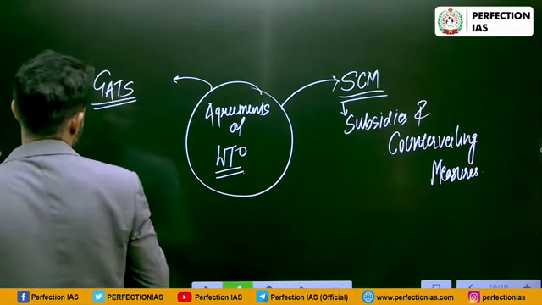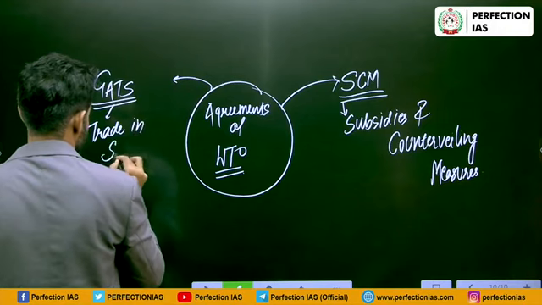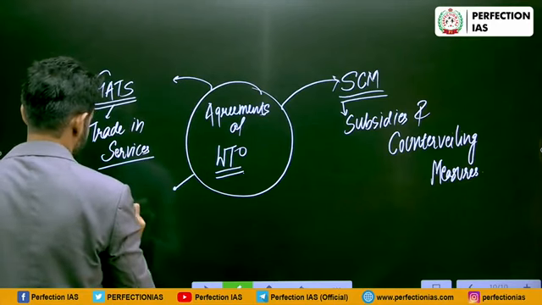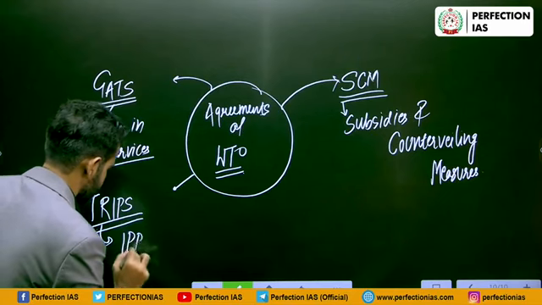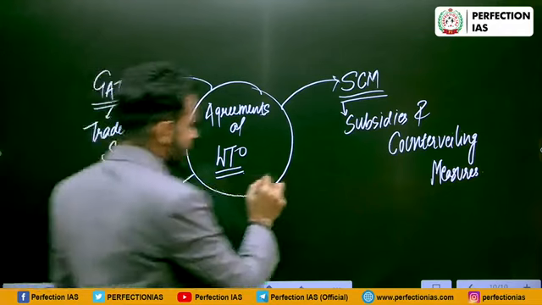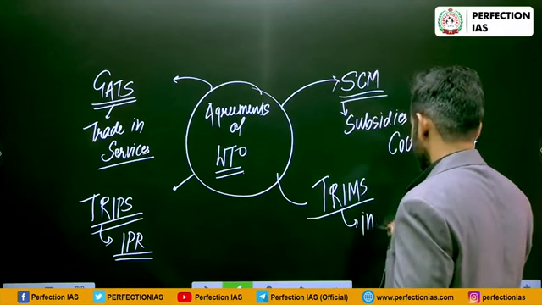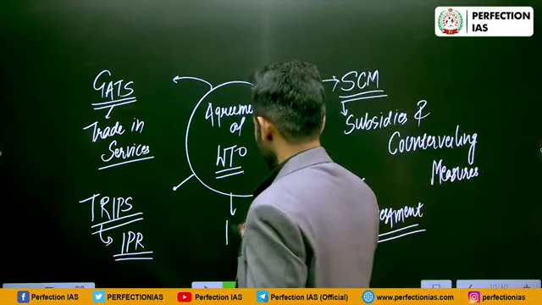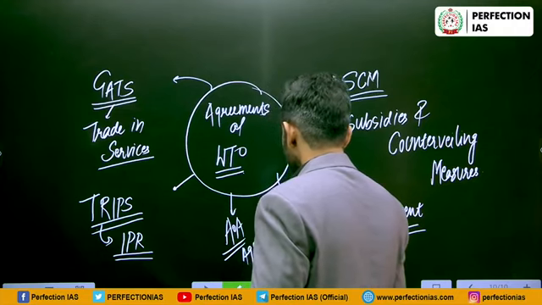Second agreement is GATS, the General Agreement on Trade in Services. Then we have TRIPS, the agreement on intellectual property rights, that is Trade Related Aspects of Intellectual Property Rights. Then we have TRIMS, which is related to investment measures. And we have AOA, that is the Agreement on Agriculture.